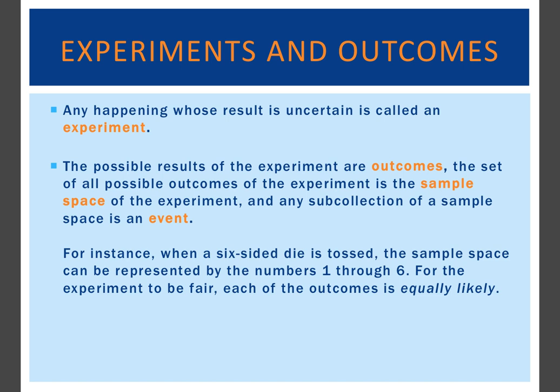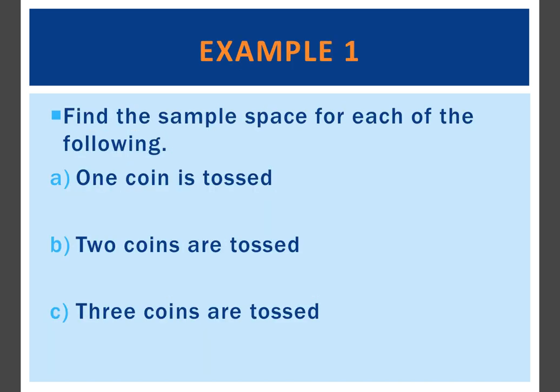So, for instance, if you have a 6-sided die and it is tossed, the sample space can be represented by the numbers 1 through 6. So 1, 2, 3, 4, 5, 6. For the experiment to be fair, we assume that each of the outcomes is equally likely. So when we go into probability, we assume everything we're trying to get is equal. Whether it's flipping a coin, rolling a die, pulling a rock, whatever it is, we assume that there's no other factor. There's no weighted coins, there's no weighted die. You're assuming that each of them are equally likely.